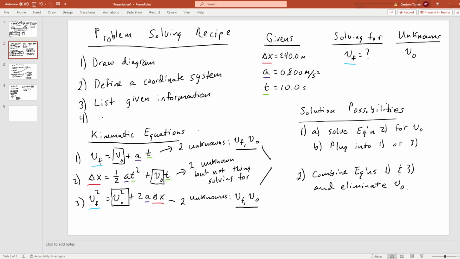So step 4 is choose appropriate equations. And step 5 is solve. Okay? So there's your problem-solving recipe. Draw your diagram, define your coordinate system, list your given information, choose your equations, and within that step, that is where you correlate your given information with the variables in the kinematic formulas. Then from that, you pick your simplest way forward, and then you solve.